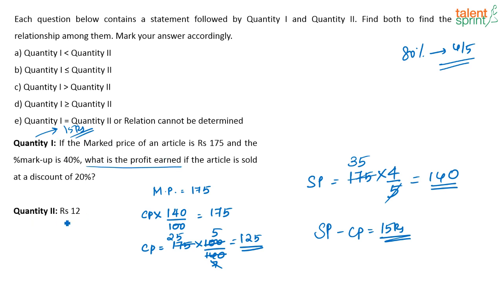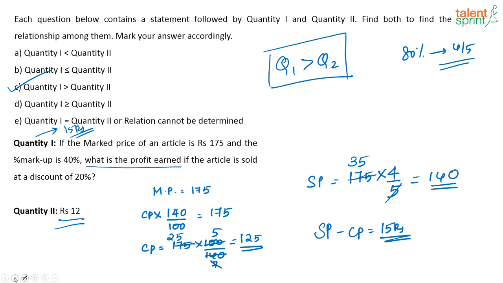What is quantity 2? Quantity 2 is 12 rupees. So which quantity is higher? Quantity 1 is greater than quantity 2. Clear? So your answer here will be option C, quantity 1 greater than quantity 2. Yes, so Vidya, Vinaya, Sai Maniganda, all of you have given me the correct answer. Good.